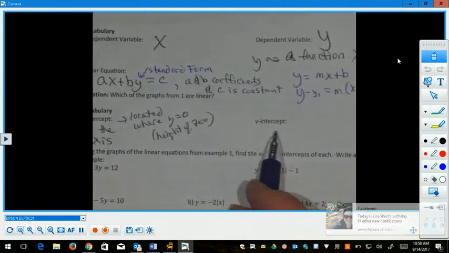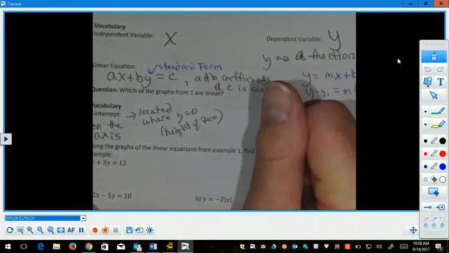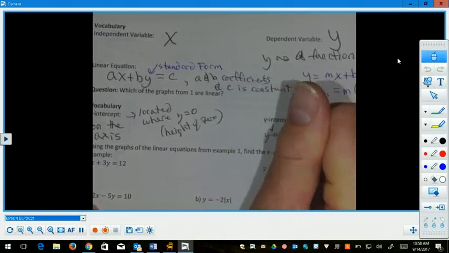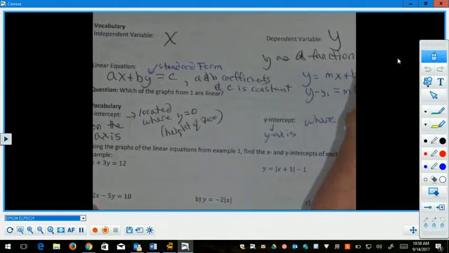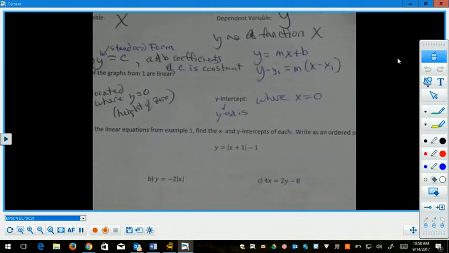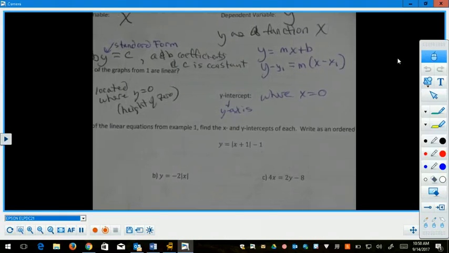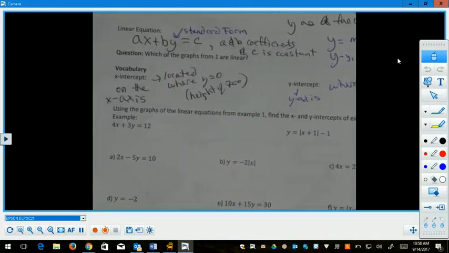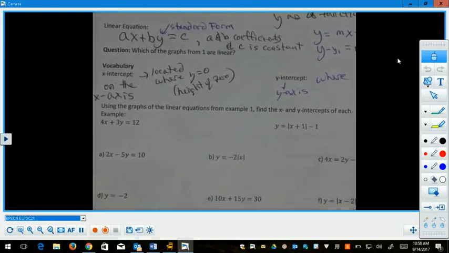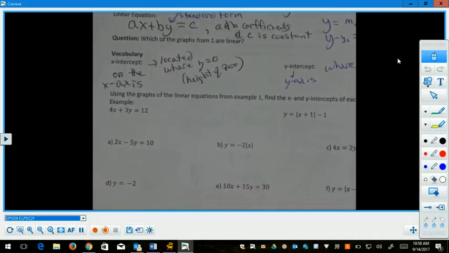Where's the y-intercept located? Where x is 0. It's on the y-axis, and that's where x is 0. So there's another way to graph some of these, and I know a lot of you are like, well, let's just do y equals mx plus b, but this actually saves you from having to even solve the equation. Okay? So we're going to look at just the linear first, and then we'll look at the other ones, because we will want to solve those.